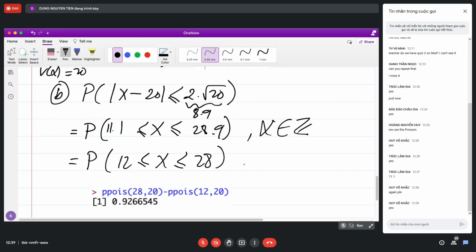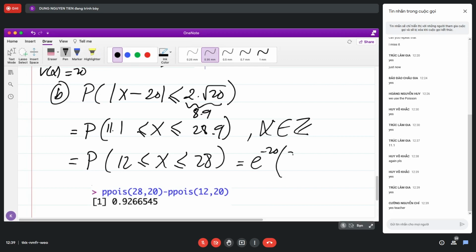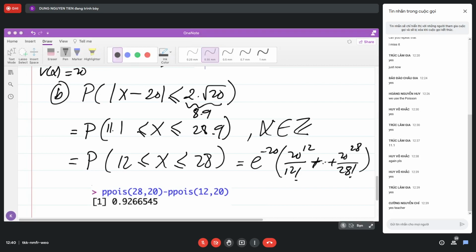And then you can come up with the formula, let's say e to the power minus 20, and then 20 to the 12 over 12 factorial plus up to 20 to the 28 over 28 factorial. Then you can get this one, okay? Now, I want to give you another example regarding a Poisson distribution.